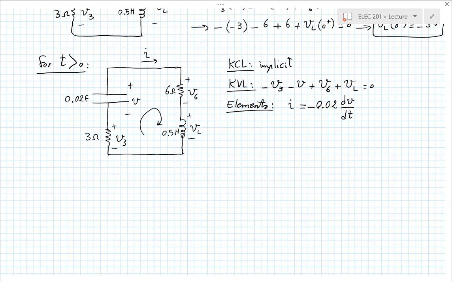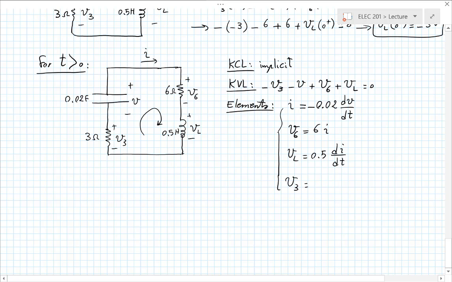For V6, I have simply 6 times I. For the inductor, I have 0.5 di by dt. And for V3, what can I say? Again, remember the way the current I is defined, it's going from the negative to the positive side. So in this case, minus 3I. So these are the element relationships.